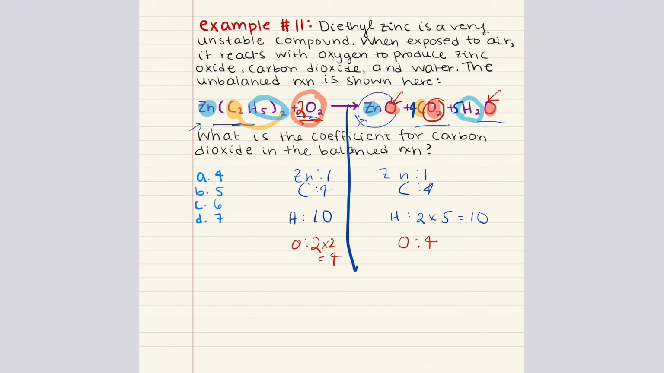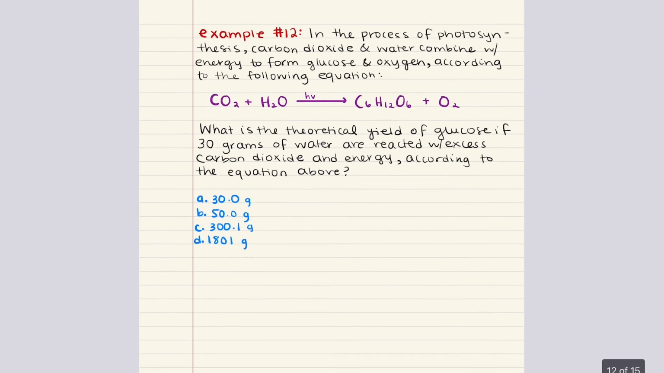Everything is now balanced. Now the question asks, what is the coefficient for carbon dioxide in the balanced reaction? Well, we just have to look. We put a 4 right there. And so the answer is going to be A. 11 is A. Wonderful.